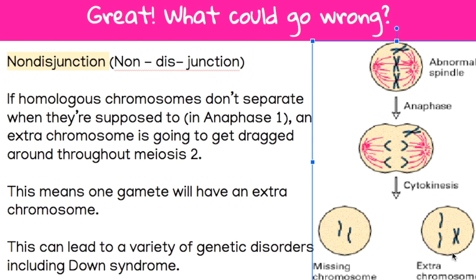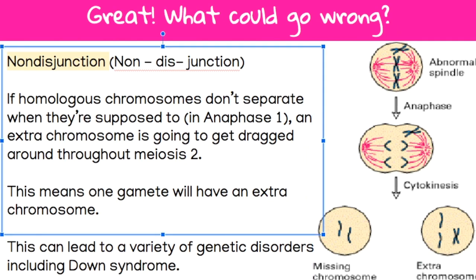Now, sometimes you can have a missing chromosome or an extra chromosome with no side effects or genetic disorders. But more often than not, if you don't have the 23 chromosomes you're supposed to have and no more or no less, it typically is a genetic disorder.